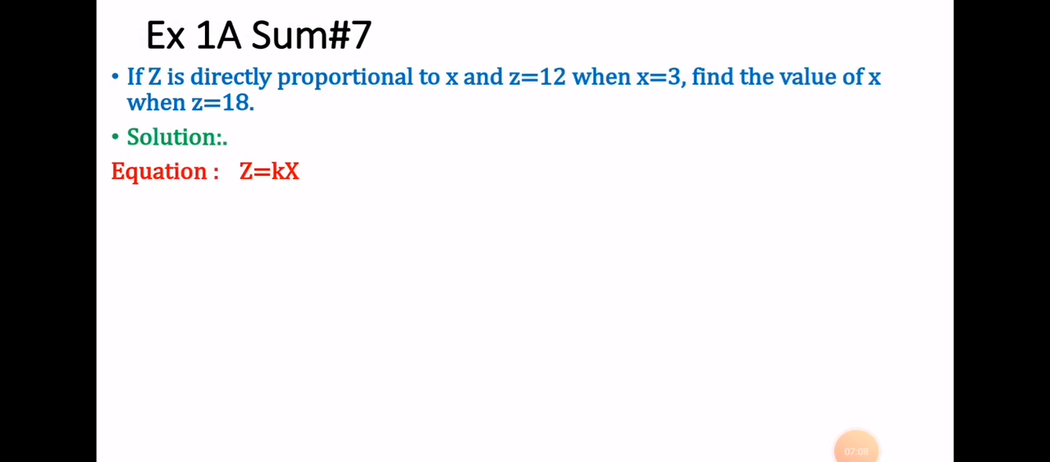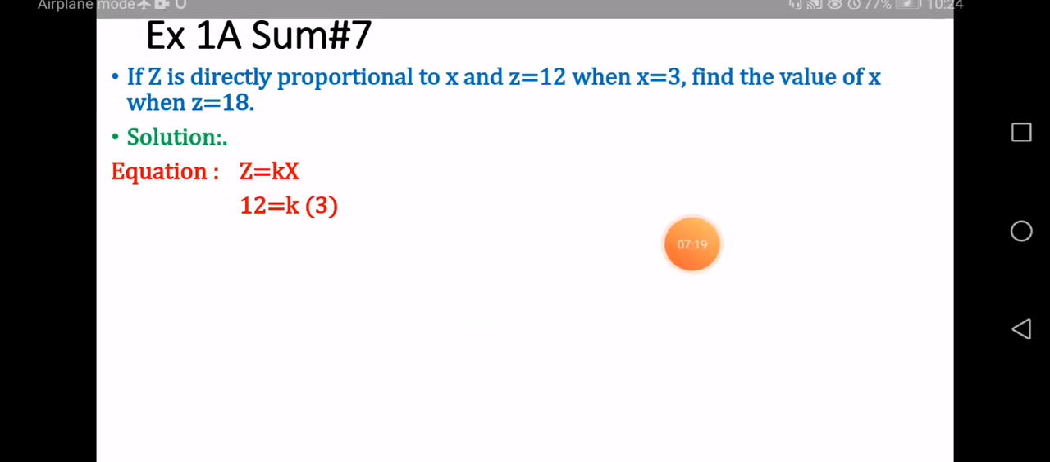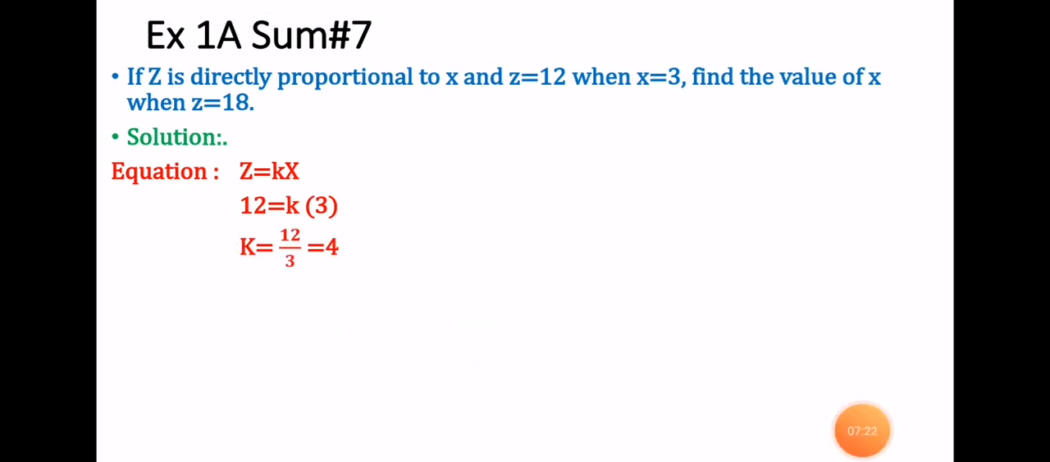Solution: as z is directly proportional to x, the equation can be written z is equal to kx, where k is a constant. So z is 12, x is 3, substituting these values, k is equal to 12 over 3, as 3 is being multiplied by k. On the other hand side, it will be divided, 12 divided by 3 is equal to 4. So the value of k is 4, and substituting the value of k, the equation will become z is equal to 4x.